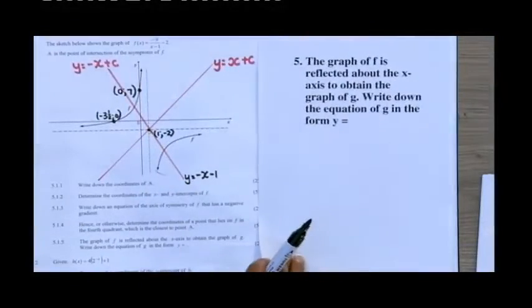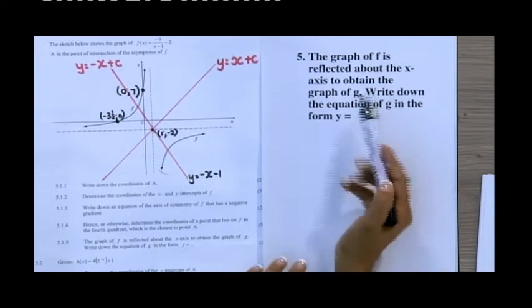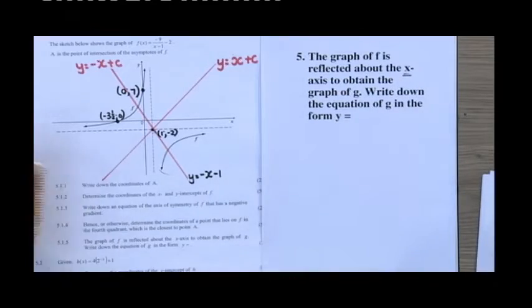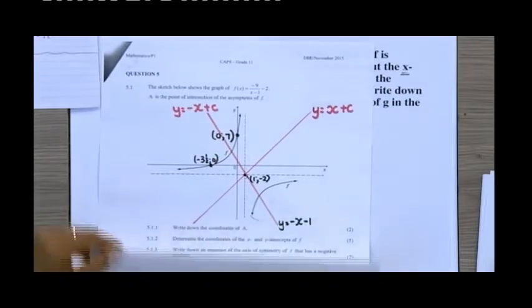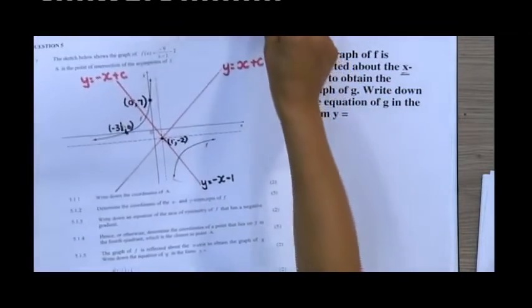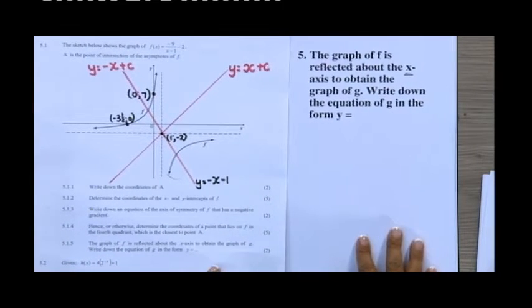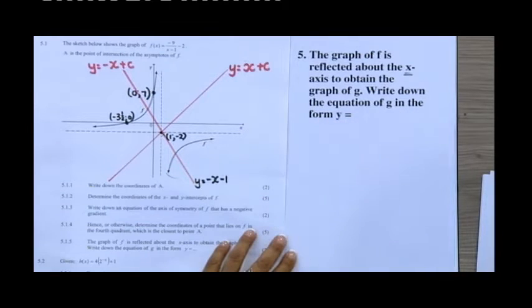And I love this question because it's also a very popular question. It says the graph of F is reflected about the x-axis. This is reflection about the x-axis. Do you agree? And now the question asks me, the graph of f is reflected about the x-axis to obtain the graph of g. Write down the equation of g in the form y equal to.